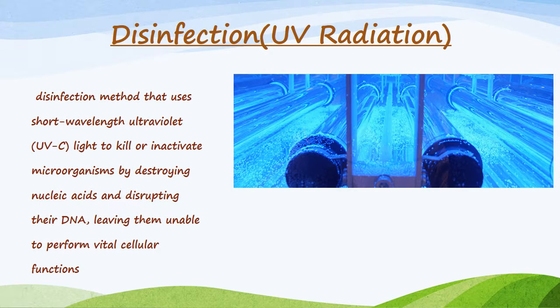The final step of wastewater treatment is called disinfection. In this disinfection, we can use chlorine or UV radiation. UV radiation is more effective than chlorination because UV radiation does not react with wastewater, but the residual chlorine reacts with wastewater and forms disinfection byproducts. These are a little bit toxic, so that's why we are using UV radiation.